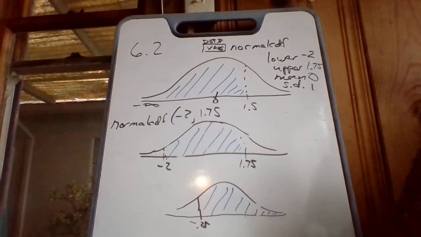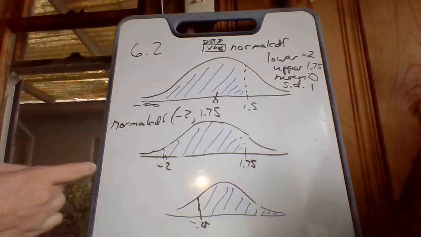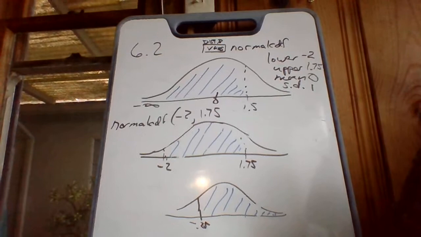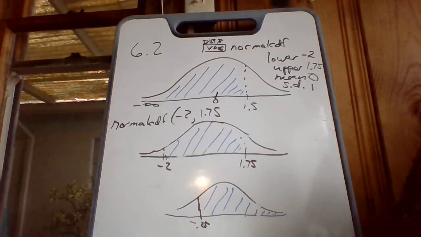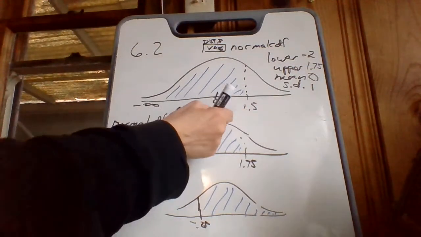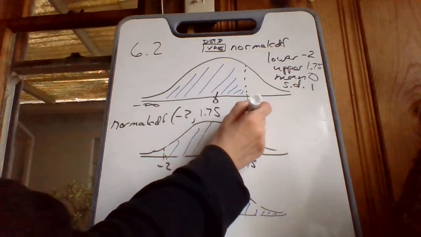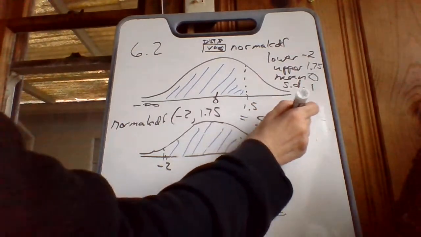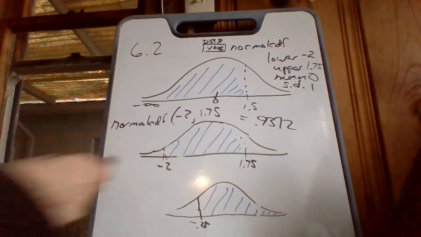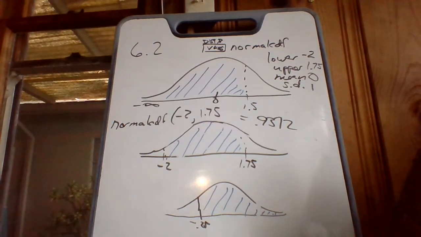So -2. And then since I've got the old-fashioned version, after -2, I hit comma. And then I hit 1.75. And I can hit enter right now because 0 and 1 are the default values. But if you've been answering the questions, it'll say comma 0, comma 1. Anyway, when I hit enter on that, it says 0.9372. That's the area of blue that's colored in there, or the percent of the bell that's colored in there, 93.72%.